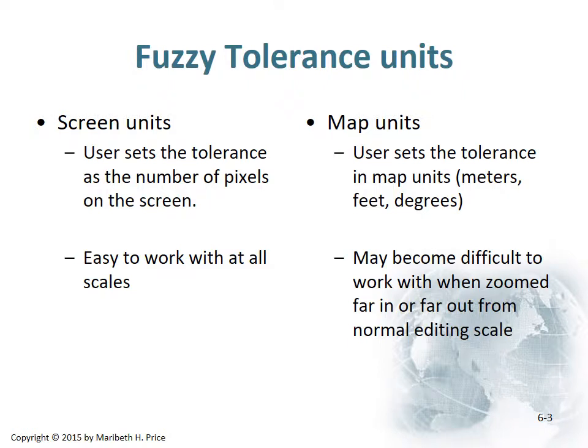So we can set the snap distance or fuzzy tolerance in either screen units or map units. If you set it in screen units, that's going to be a number of pixels on the screen, which is reportedly easier to work with at all scales. If you set it in map units, meaning feet, meters, degrees, inches, whatever the map units are for your data set, reportedly, that can become more difficult to work with when you're zoomed far in or far out from what's normal editing scale or the normal way that people would do it, zoomed in at a certain extent.